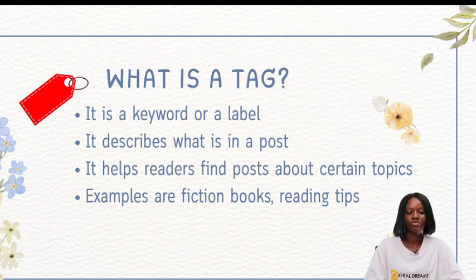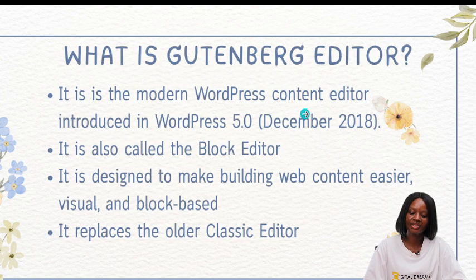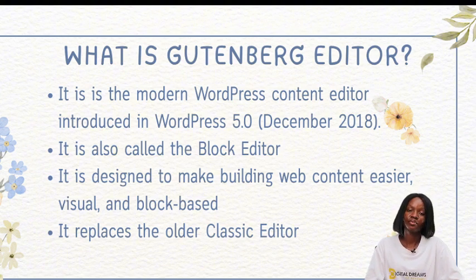Then we'll move over to the Gutenberg editor. What is Gutenberg editor? It's the modern WordPress content editor introduced in WordPress 5.0, that is the latest version as of December 2018. It's also called the block editor. It's designed to make building web content easier, visual and block based. So it just makes building web content easier. That's just what it's all about.